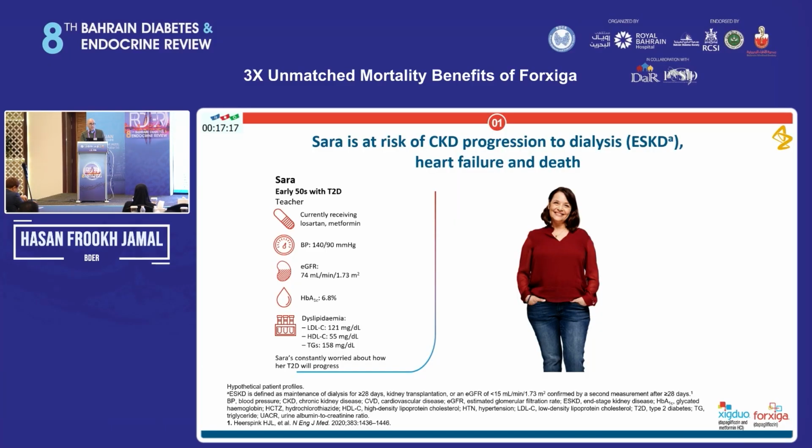To answer these questions, let us take one example, a patient like Sarah whom we see in our daily practice. Sarah is in her early 50s with type 2 diabetes. She is currently receiving losartan and metformin. Her blood pressure is borderline at 140/90 with an estimated GFR of 74. Many of you are seeing this type of patient where the GFR is within this range. Her HbA1c is 6.8, which we consider within target. She has dyslipidemia with LDL cholesterol 121, HDL 55, and triglycerides 158. Sarah came today concerned about whether she has a risk of progression to CKD.